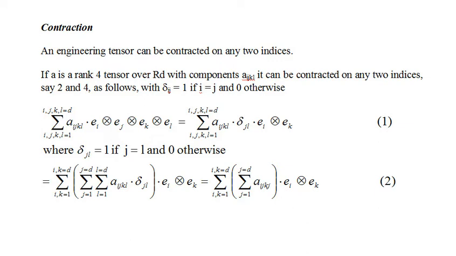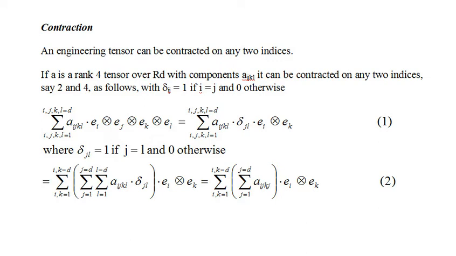For each term, the ith and jth basis vectors are removed from the rank R basis tensor, resulting in a rank R minus 2 basis tensor, and the term is multiplied by 1 if the value of the ith index equals the value of the jth index, and 0 otherwise. That is, the term is multiplied by the Kronecker delta of the ith and jth indices.